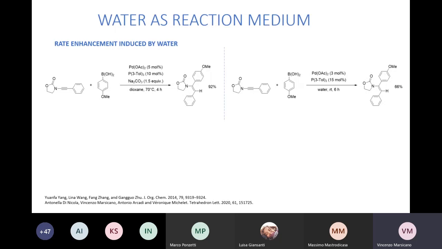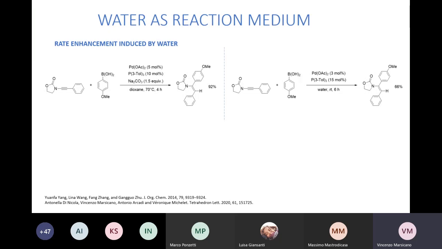So without heating, and as we said before, heating is a way to speed up a reaction. The fact that the reaction can be performed at room temperature is very important from a sustainability point of view, because heating requires energy, and the reduction of energy consumption is one of the 12 principles of green chemistry, so it's very important to be able to do a reaction at room temperature.